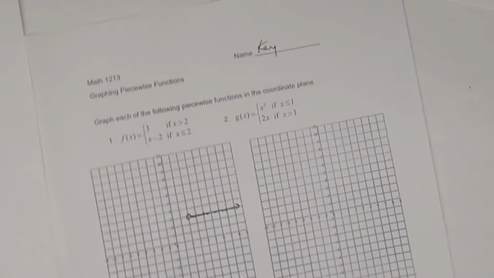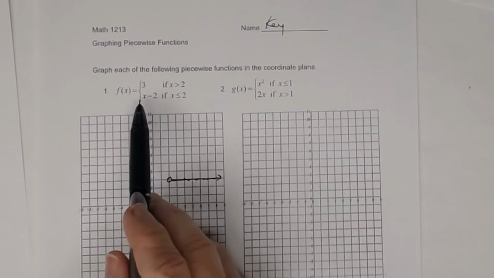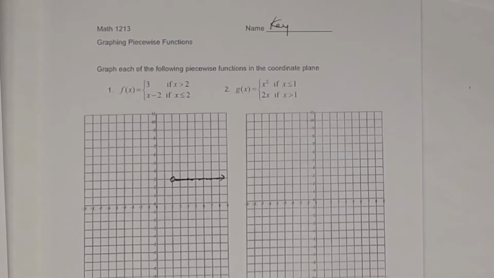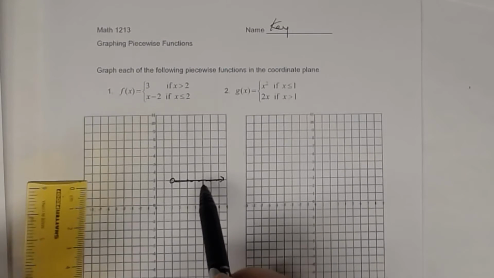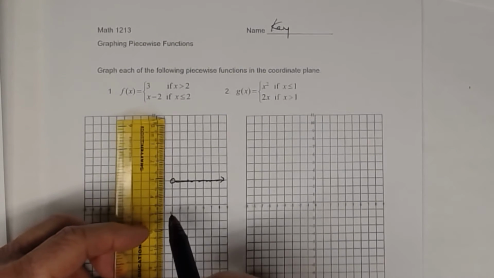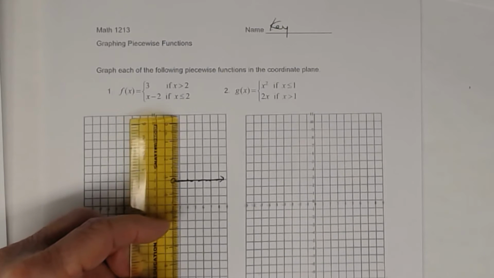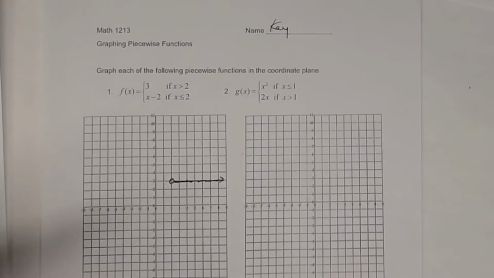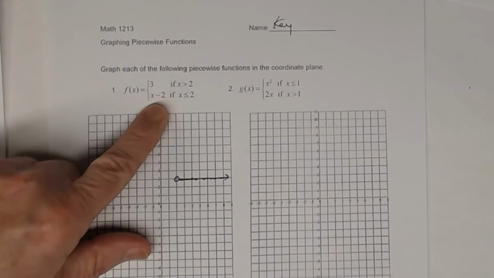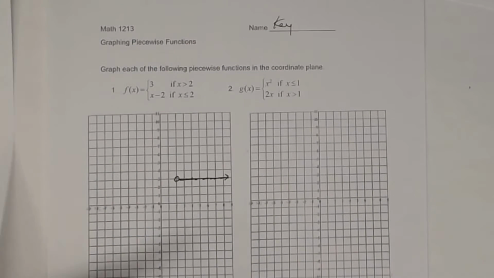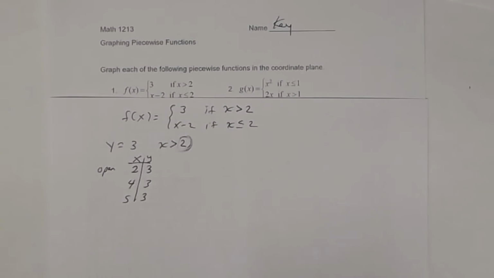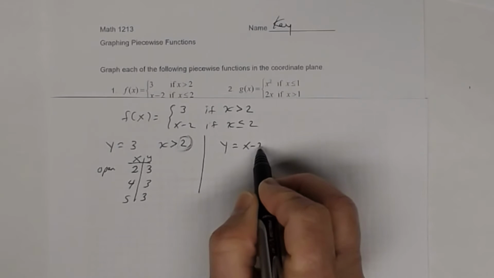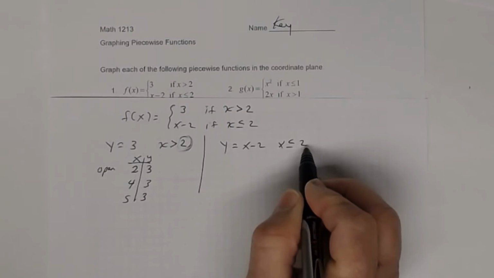So that's what we just graphed. We just graphed this part here, f of x equals 3 if x is greater than 2. And you can see that the domain for this part of the graph is greater than 2. See, this is 2 here, and so I'm going from 2 to infinity. All right, so that's the domain. For the next part, f of x equals x minus 2 if x is less than or equal to 2, let's go ahead and do that. So this time we have y equals x minus 2 if x is less than or equal to 2.